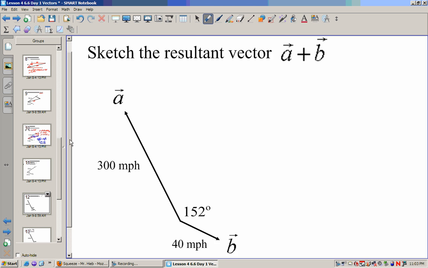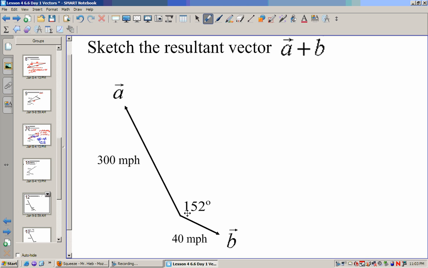Now sketch the resultant of A plus B here. Now this could be a situation where an airplane is flying at 300 miles an hour this direction, and there's a wind blowing the plane at 40 miles per hour in this direction. So the resultant vector would show what the plane's actual path would be. So what I would do is I go up A, cut back in that direction. So what's actually happening is this, A plus B. This is the direction the plane's going to go, and this is the strength of that vector.